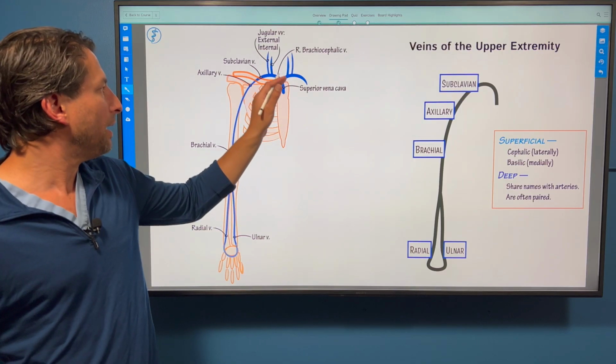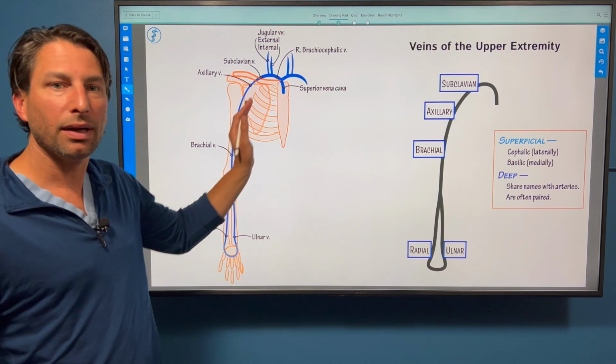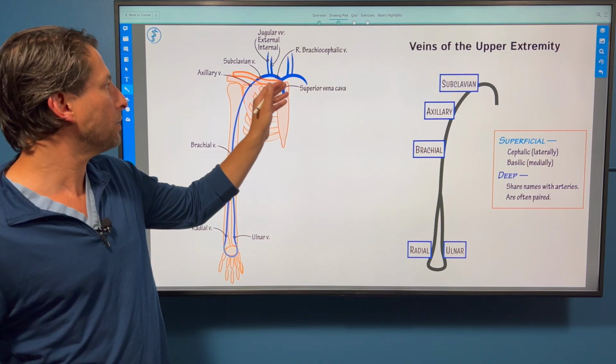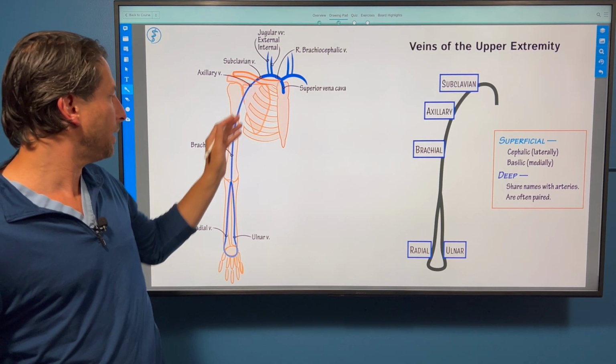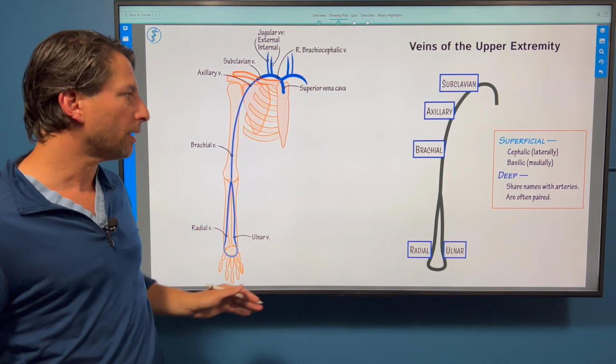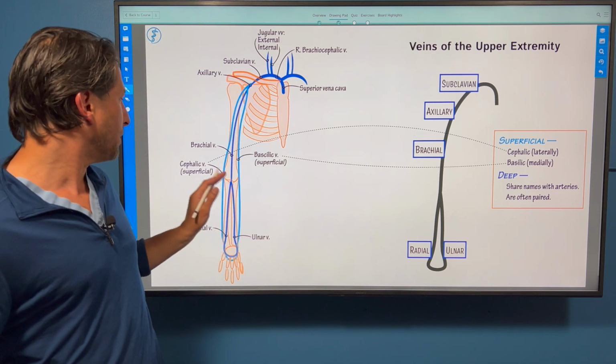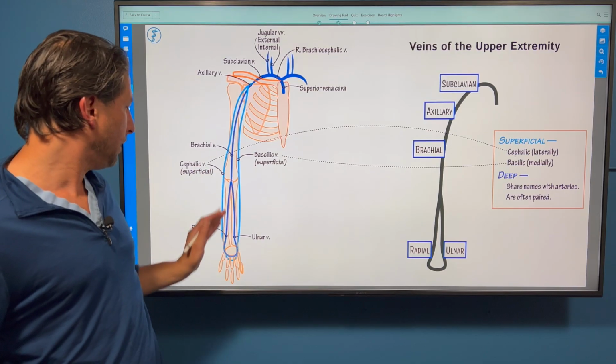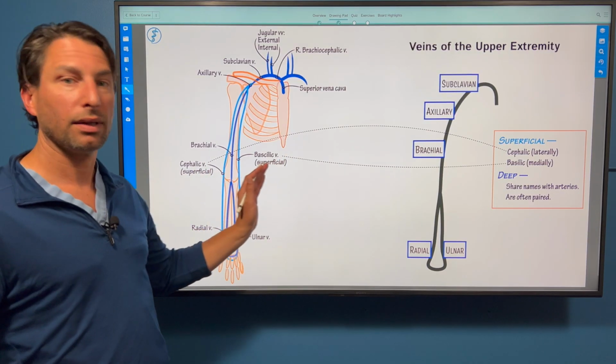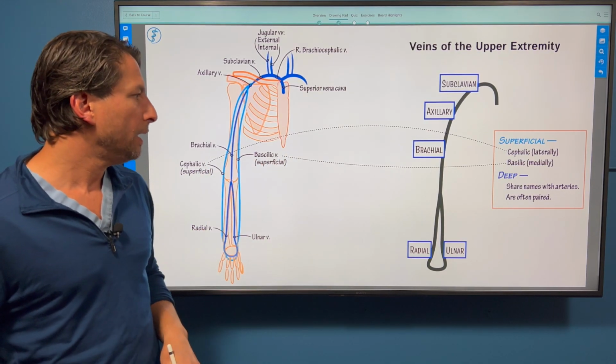So we jump right in. We've got our primary tree, our deep veins already set up here, superior vena cava, and then subclavian, axillary, brachial, and then radial and ulnar, following what we saw with the arteries. And then we layer in the superficial. So cephalic over here laterally and basilic over here medially.